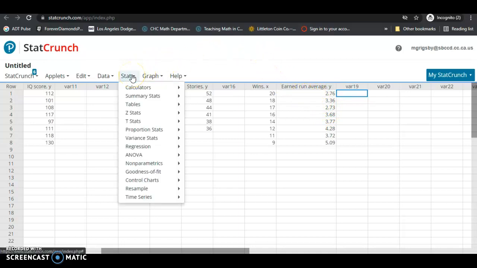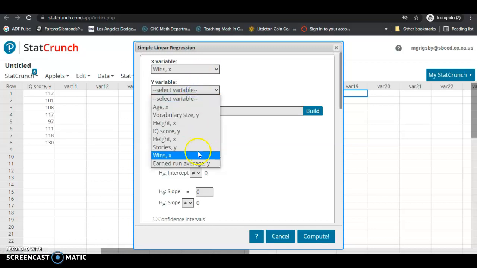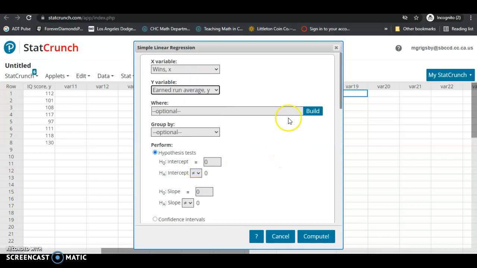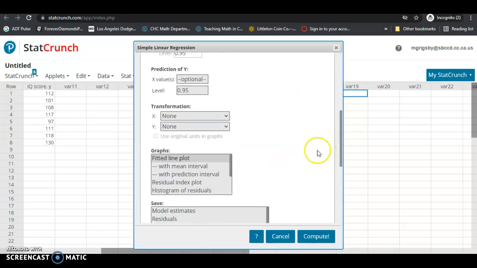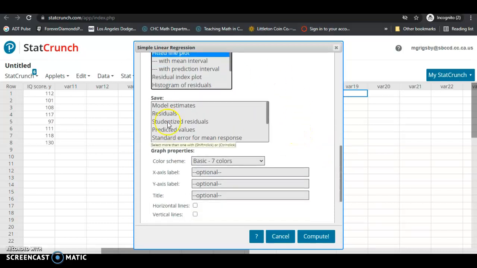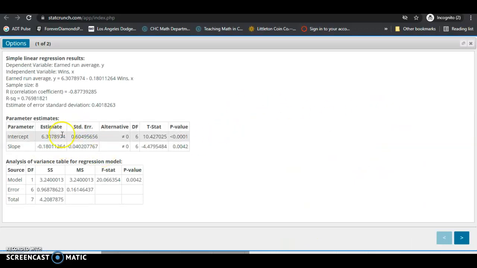Let's go to the Stat menu. Go to Regression, and then select Simple Linear. The X variable is the number of wins, and the Y variable is the earned run average. And we're going to select fitted line plot. There are other options, but let's not worry about what those are. What we're looking for is the slope and y-intercept of the regression equation.